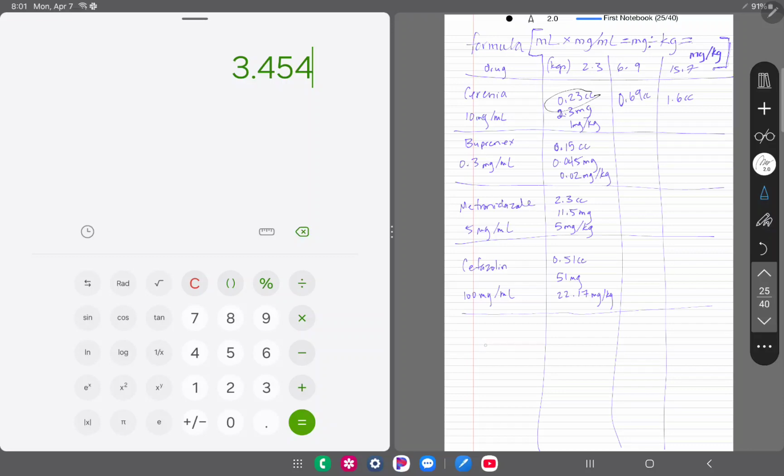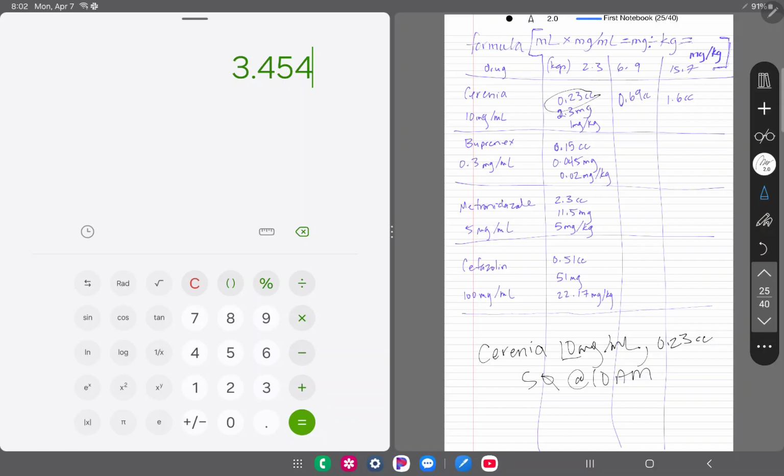Let's say I'm writing it in the medical record now. I gave Serenia at 10 mg per mil, 0.23 cc's sub-Q at 10 a.m. All right, so you can write that. That works. That explains the mg per mil concentration on the bottle, and then somebody can reverse it and figure out what the milligram dosage is, or even better, what concentration the doctor was thinking of.